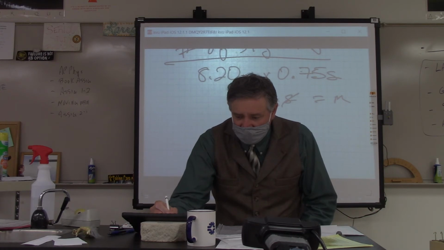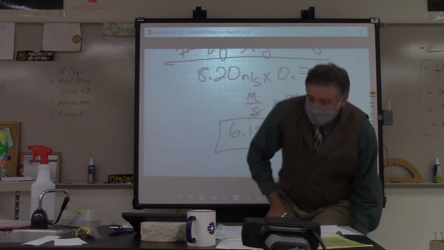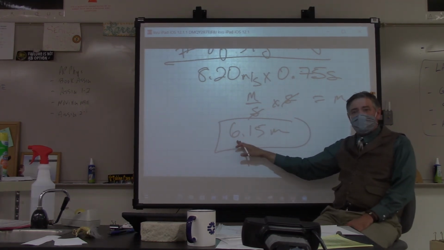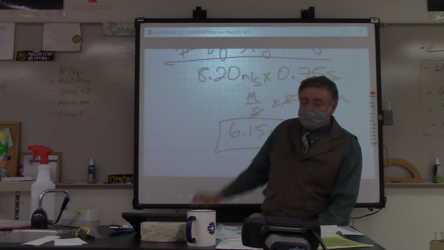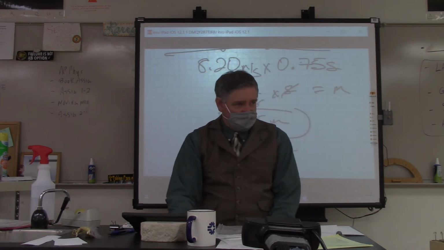6.15, 6.15 meters. Now, here's the deal. I can only have 2 significant digits in this answer. So how do I have to write this answer? 6.20. 6.2, because that's going to round that up. So this is going to be 6.2 meters.